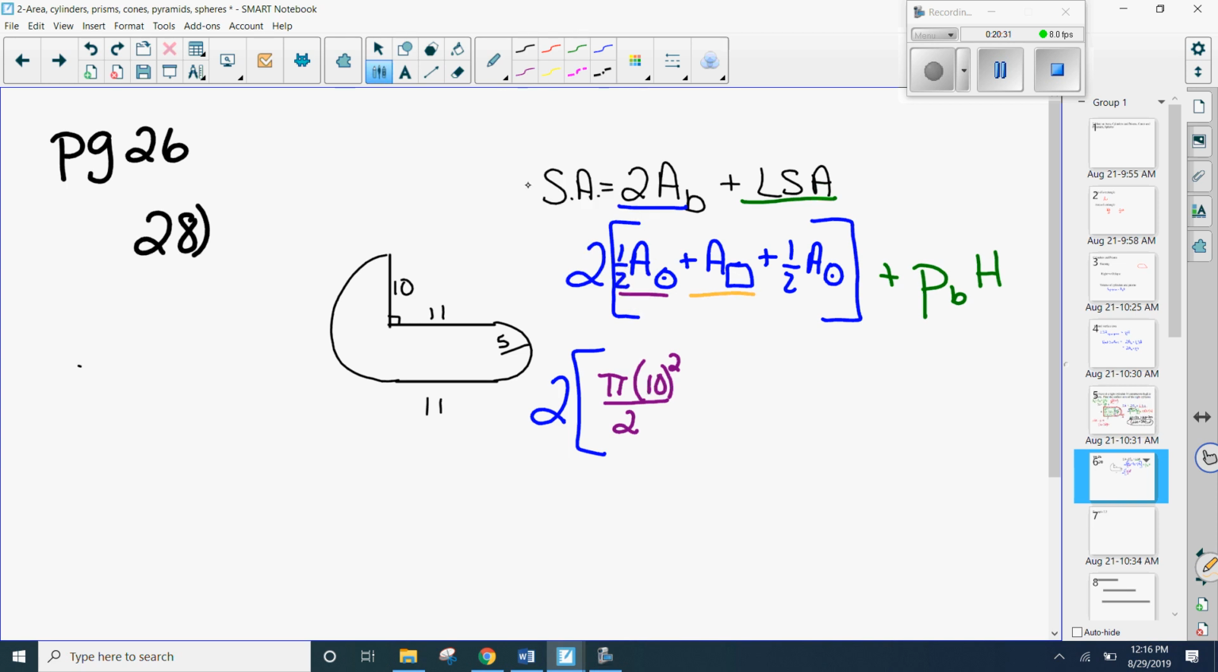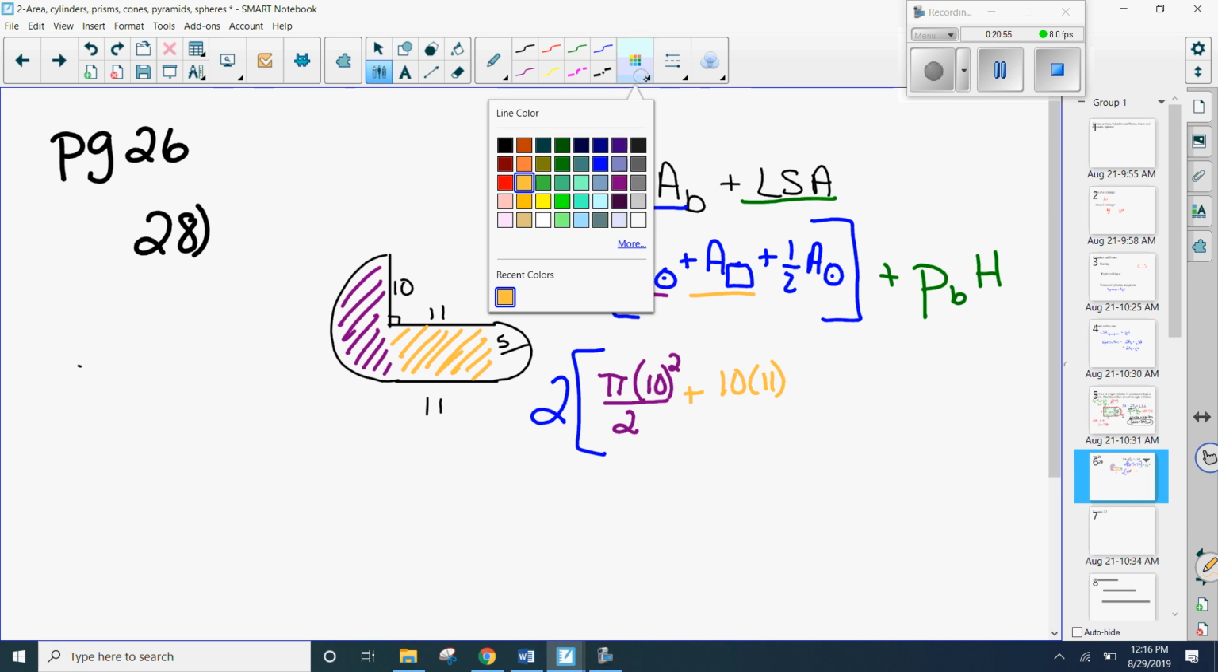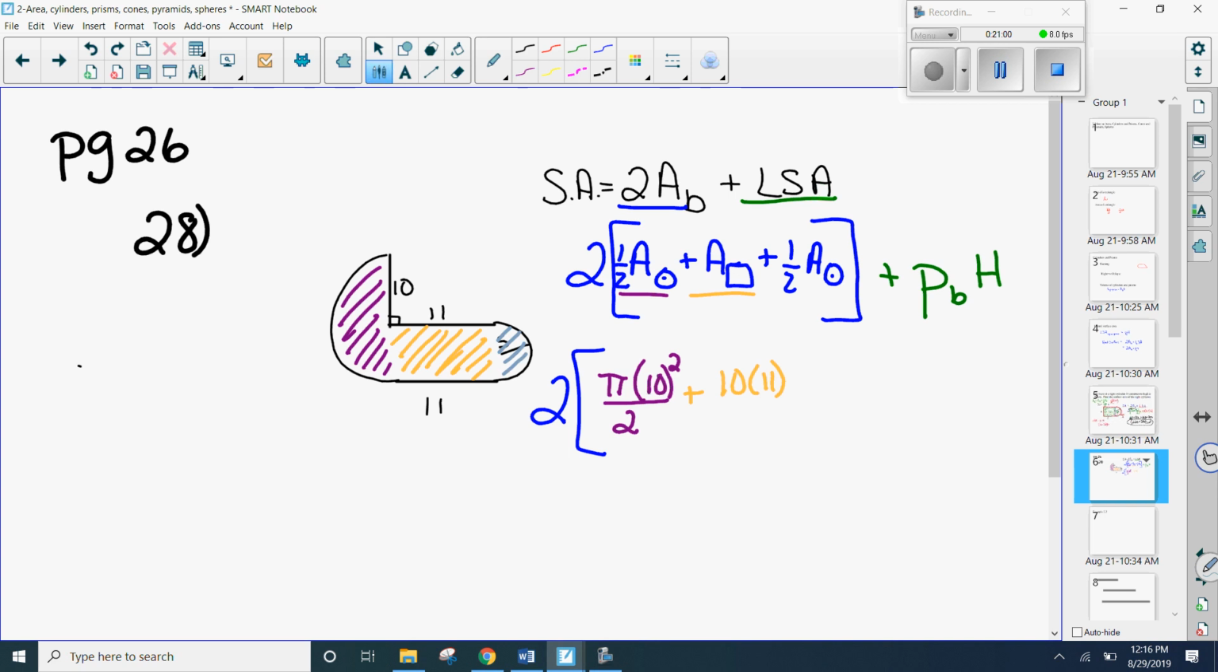The area of the rectangle, which is this part right here, so that's going to be, keep in mind this distance right here, I agree, is 10. It's the same as the diameter of that. So it will be 10 times 11, or 110. I'm just going to write it as that for right now. And then we are going to have, in addition to that, this right here, which is pi, the radius, which is 5 squared, divided by 2.